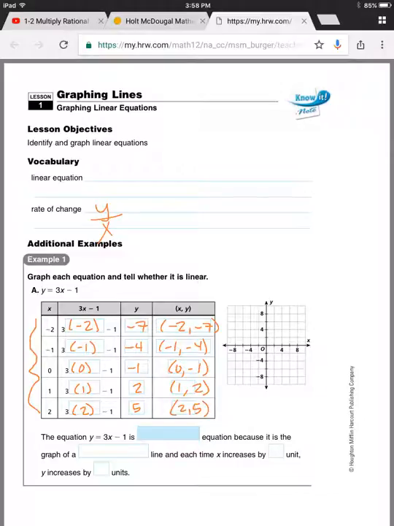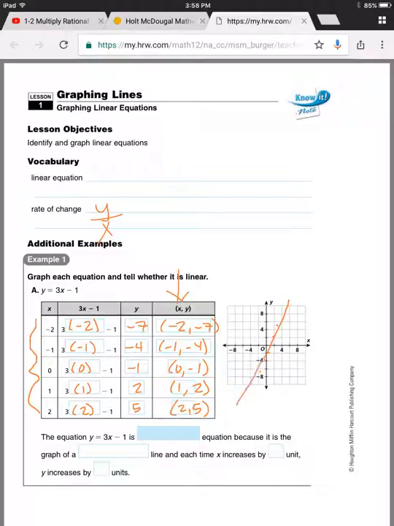Okay? Now I'm going to go through and I'm going to graph these 5 points. -2, -7, -1, -4, 0, -1, 1, 2, and 2, 5. And I hate it when they don't make these perfect.